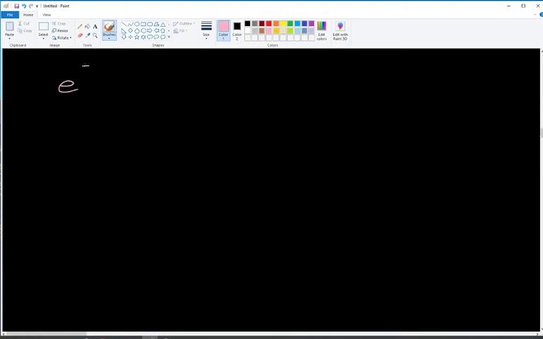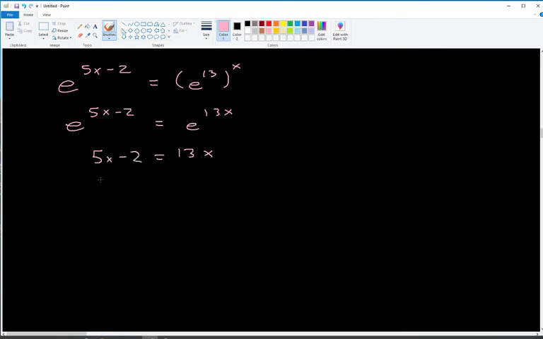So suppose for this one we have e to the 5x minus 2 equals e to the 13 to the x power. So when you have power to a power, they multiply. So we get e to the 5x minus 2 equals e to the 13x. So now they're both base e. So I can drop the base and just let the powers be set equal to each other.